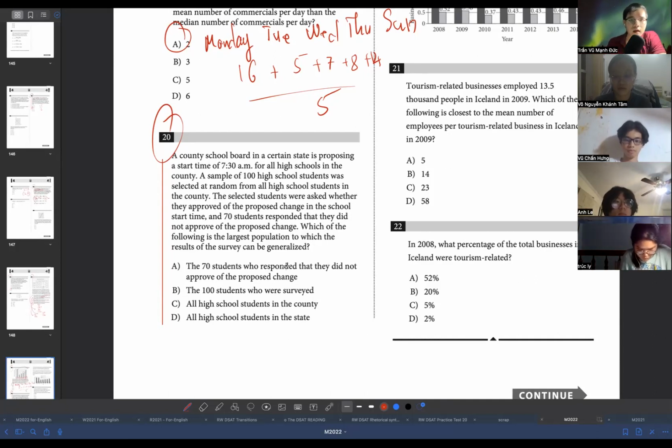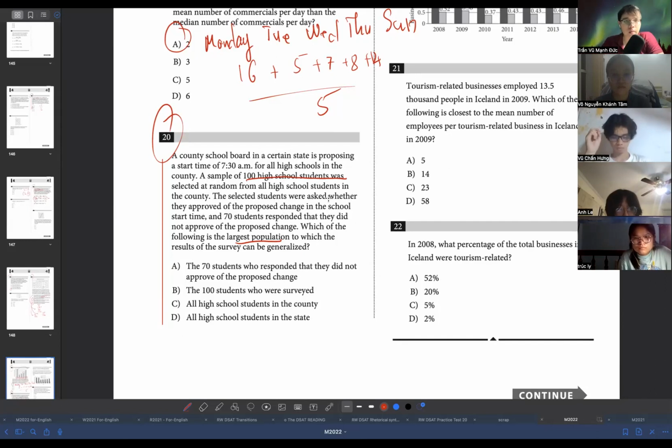Let's see. Which of the following is the largest population? So they're asking for the largest population. And so I'm going to have to read from top to bottom because I have to find out. A county school board in a certain state is proposing this for all schools in the county. A sample of 100 high school students was selected at random. The selected students were this and 70 students.